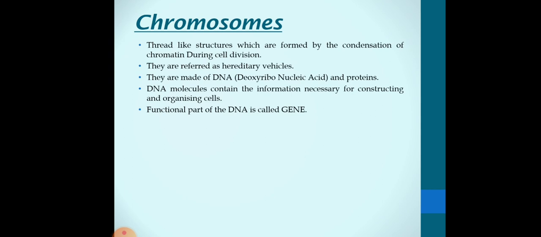Next, what are chromosomes? Chromosomes are thread-like structures. That means when chromatin condenses, it becomes chromosomes. These chromosomes are called hereditary vehicles. They are called hereditary vehicles because these chromosomes contain DNA, and DNA has information for the next generation, and since this DNA is transferred from the parent to their child, it is called a hereditary vehicle. So these chromosomes are made up of DNA and protein.